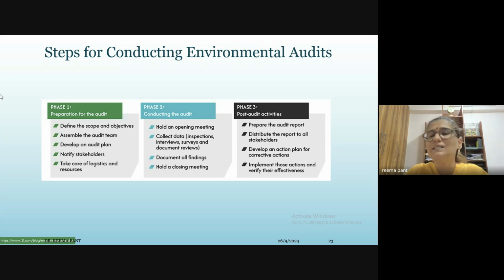So this is the first phase, the audit preparation. Then you conduct the audit in the second phase. You hold meetings, you collect data, you do inspections. Now, once you're collecting data, it doesn't mean that you just go randomly and collect data. So you tell all the stakeholders that we will be coming for collection of data, so kindly keep your data collected and collated so that we can work upon it.